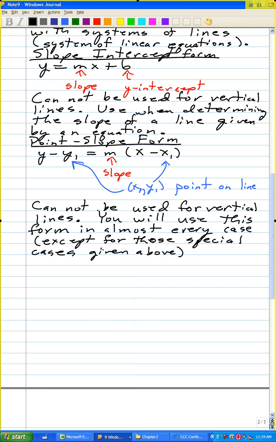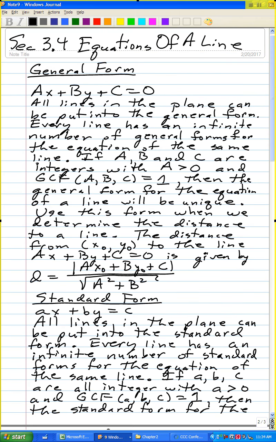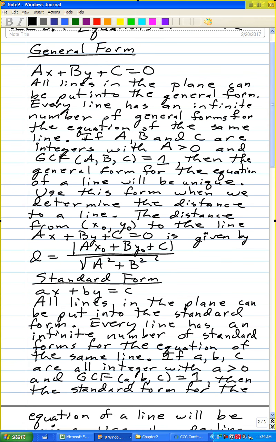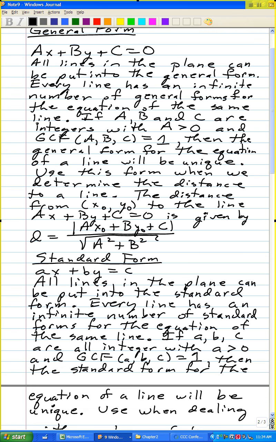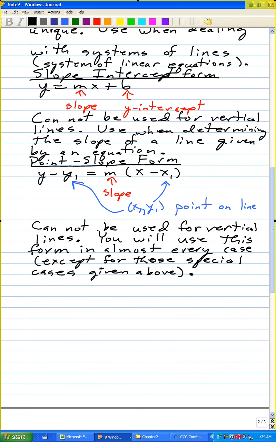Above, well, and below, actually. In general, you'll always be using the point-slope form for the equation of a line, except, say, if you want to find the distance between two lines or the distance from a point to a line, use the general form. If you happen to be looking at more than one line, use the standard form. If you want to determine the slope of a line given by an equation, then use the slope-intercept form. But in general, almost every time you'll use the point-slope form.